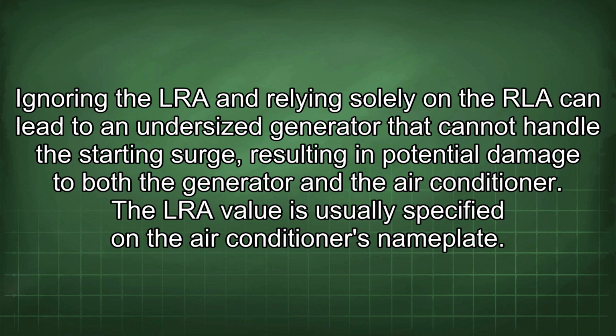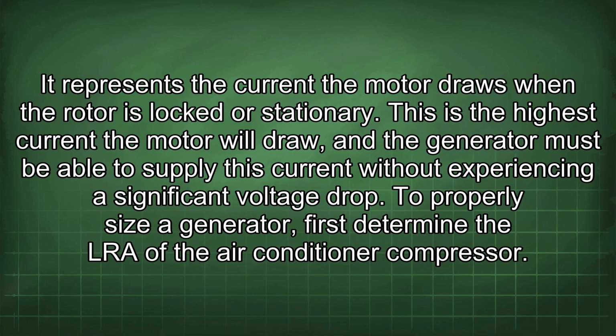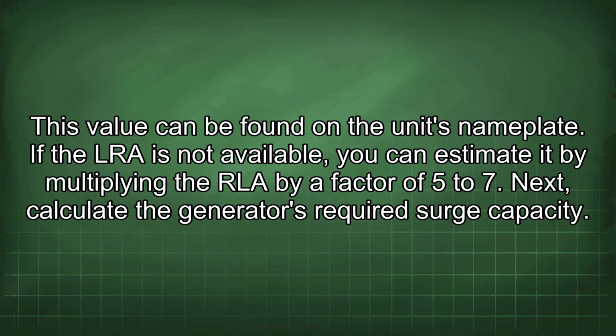The LRA value is usually specified on the air conditioner's nameplate. It represents the current the motor draws when the rotor is locked or stationary. This is the highest current the motor will draw, and the generator must be able to supply this current without experiencing a significant voltage drop. To properly size a generator, first determine the LRA of the air conditioner compressor. This value can be found on the unit's nameplate.